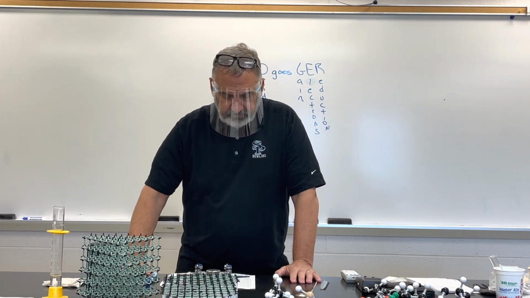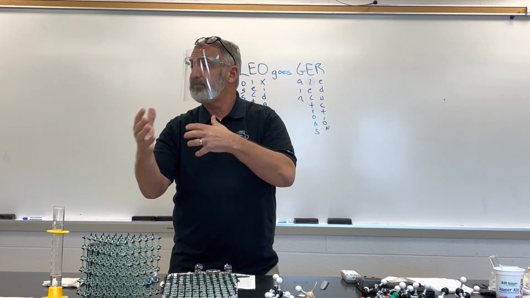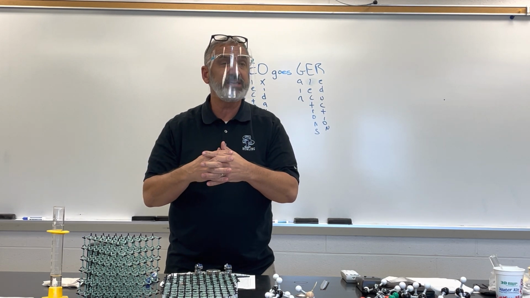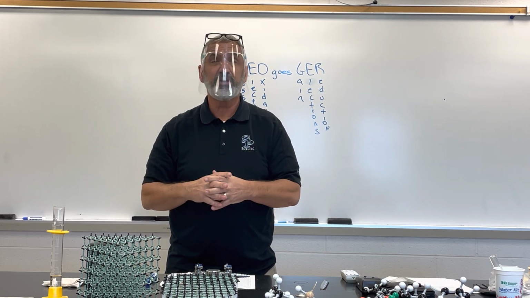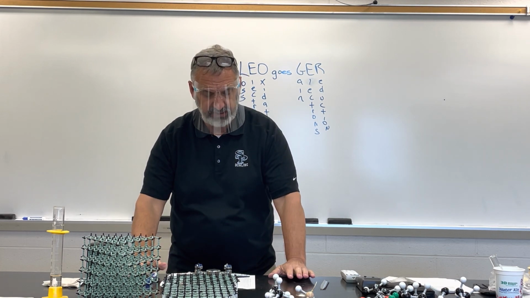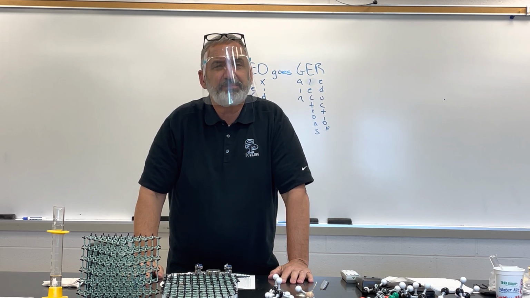So they're brittle because when you hit them, you change the structure. You force positive next to positive, negative next to negative, and instead of attracting, they repel. And so that causes them to shatter into smaller pieces. Now, what's another property?